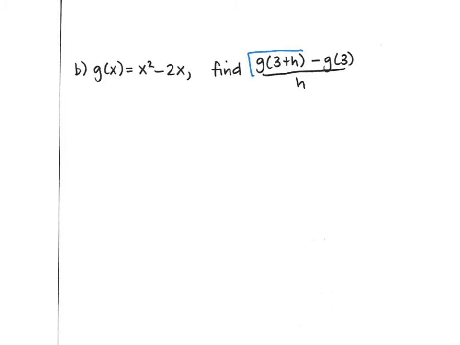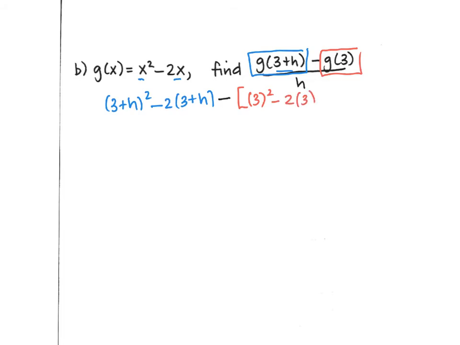Okay, let's start with the first part. The first part is I want to do g of 3 plus h. So I'm going to take 3 plus h and substitute it in for x in both spots because it is in 2 spots. So x squared minus 2x, and I am using parentheses. Then the formula has a minus in it. And then it says subtract g of 3. I'm going to put g of 3 in parentheses because I'm subtracting the entire quantity of g of 3. And then as it's written, it wants me to evaluate it, the entire thing over h.